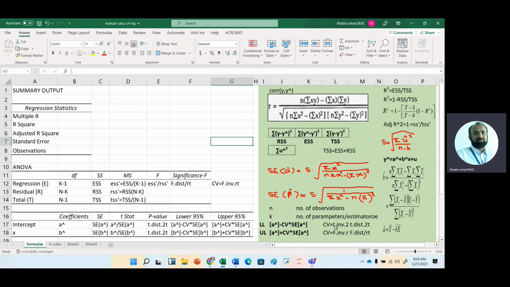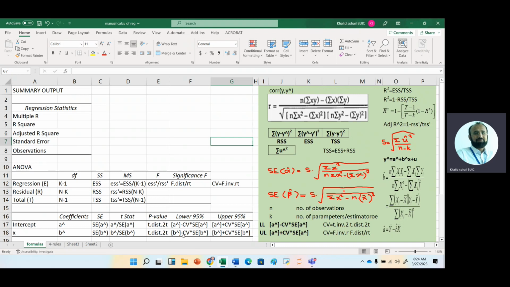Next, for the P value, in the same way we can get the critical value for the F distribution, that is F.INV.RT, by using this. Here we have 2 degrees of freedom: one is k minus 1, and the other one is n minus k. And for the lower limit, we have alpha hat minus critical value multiplied by standard error. Now we have all these. Alpha hat is here, the standard error we have already calculated and placed in this location, and then we multiply by the critical value. In the same way, by putting plus, we can get the upper limit, and by putting minus between these two terms, we can get the lower limit.